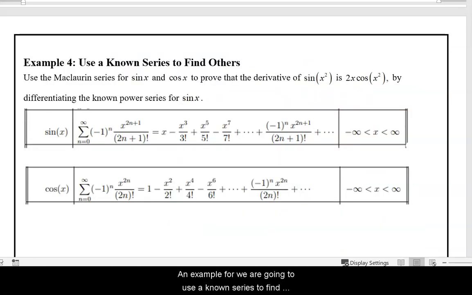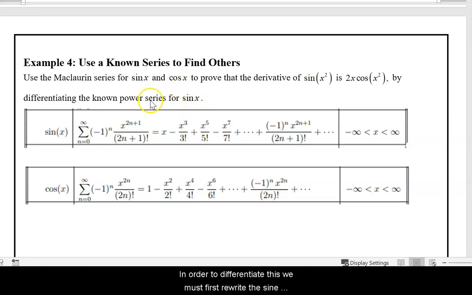In example 4, we are going to use a known series to find something else, but in a slightly different format. In this particular problem, we are to use the Maclaurin series, meaning centered at 0, for both sine and cosine to prove that the derivative of sine of x squared is 2x cosine of x squared by differentiating the known power series for sine of x.